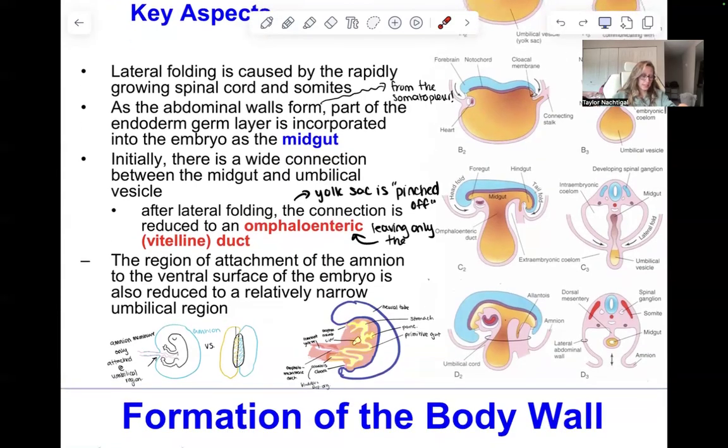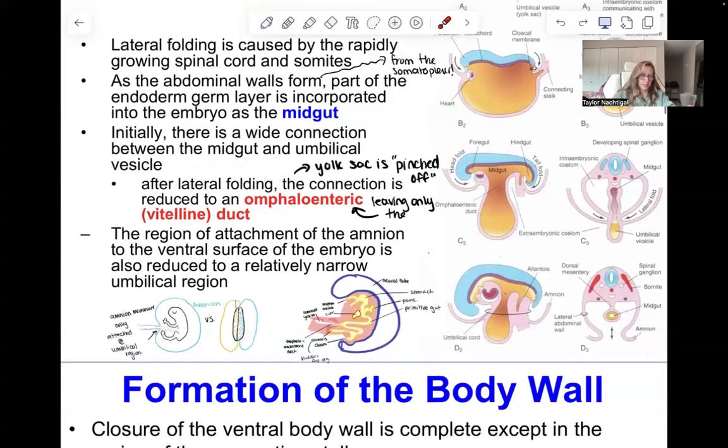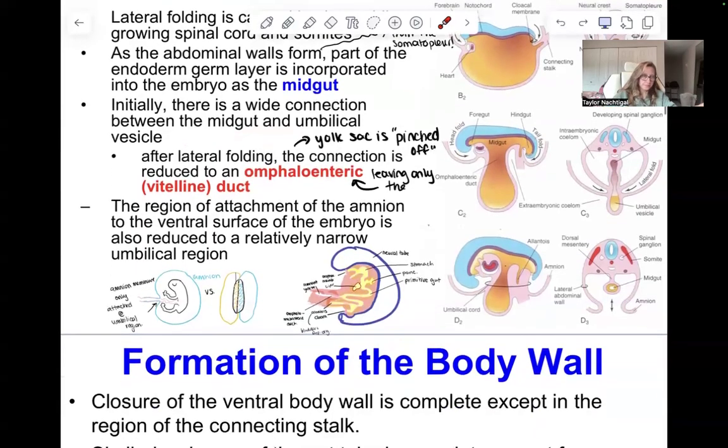Initially, there is a wide connection between the midgut and the umbilical vesicle here. See how wide that is? But with time, that's going to shrink and shrink and shrink into this tiny little connection here. And this will make a lot more sense too as we look at the gastrointestinal tract. Like what is the yolk sac or the umbilical vesicle at this point? It basically becomes nothing important.